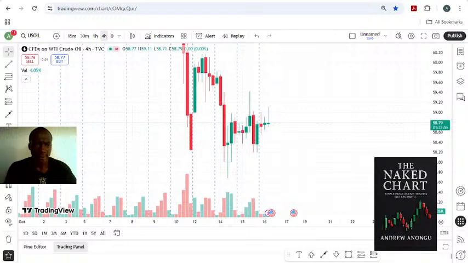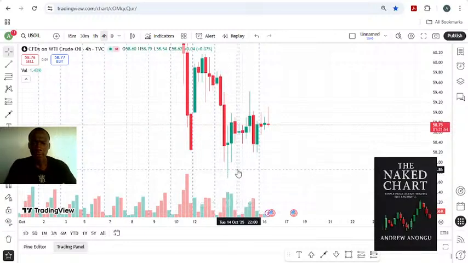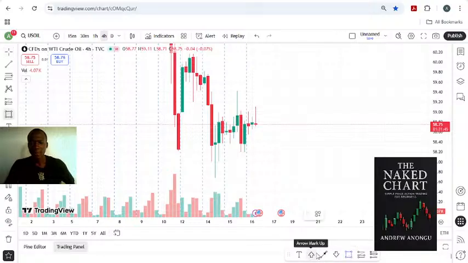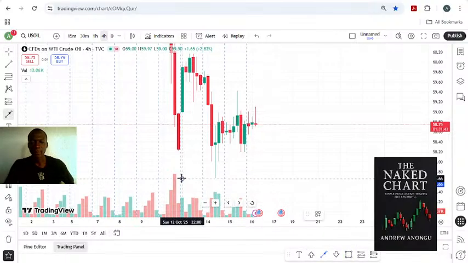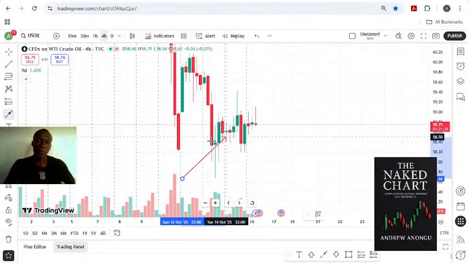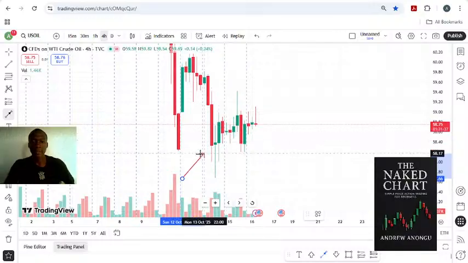So this is the analysis for US oil. We're going to still go back to gold. So let's analyze US oil. The first thing you want to do: the market is not really trending. The market is moving sideways. The market is not making a clean trend either up or down.